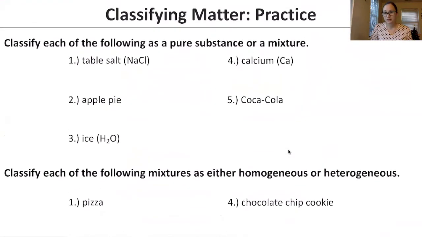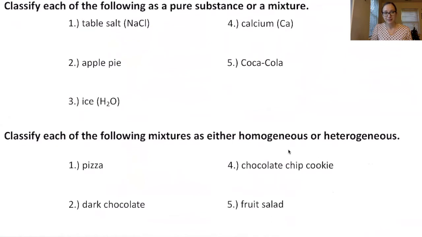So we're going to do a little bit of practice in terms of classifying matter. You guys can go ahead and pause the video and try these on your own, and then come back and play the video and go through the answers with me. But I'm going to just go ahead and go through them now.